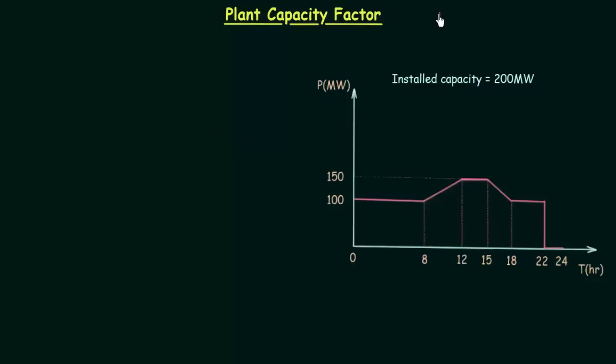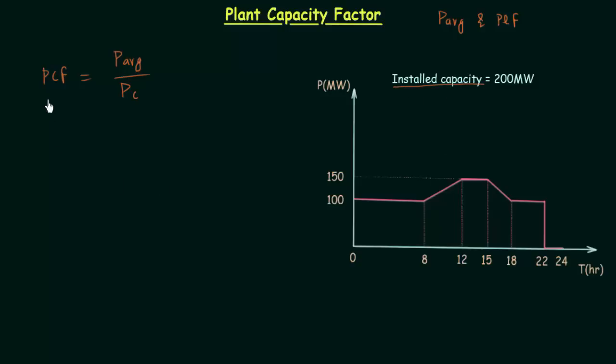We have completed average power and plant load factor (PLF), and in this presentation we will study plant capacity factor. Plant capacity factor is represented by PCF, which is an abbreviation of plant capacity factor, and it is equal to average power over the plant capacity. Plant capacity is represented by P subscript C, and it is also known as installed capacity.